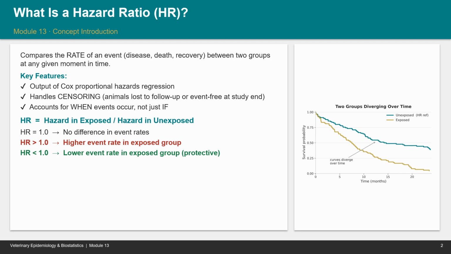The hazard ratio is particularly valuable because it handles censoring, animals that leave the study before experiencing the event, which is a reality in almost every veterinary longitudinal study.